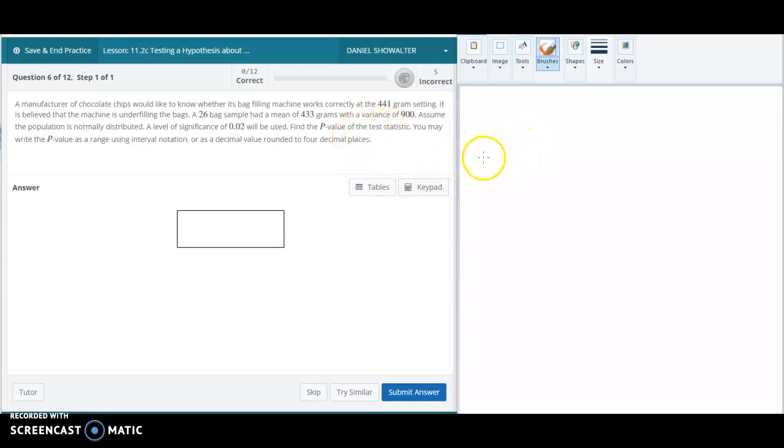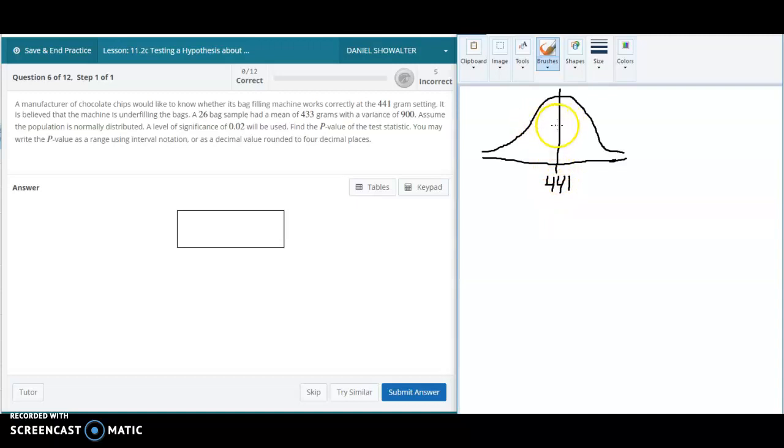So let's draw a picture of what's going on here. And when we draw this distribution, we're assuming it's normal, by the way. We're drawing the distribution of sample means, and the average of that distribution is going to be the same as the null hypothesis mean, so this 441 grams. If nothing's going on, if the bags are being filled exactly to the weight they should be, then the average of those samples of size 26 should be 441.